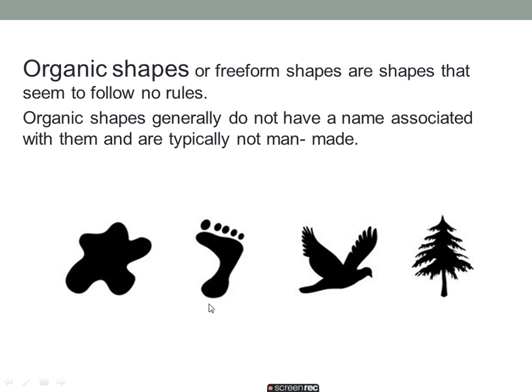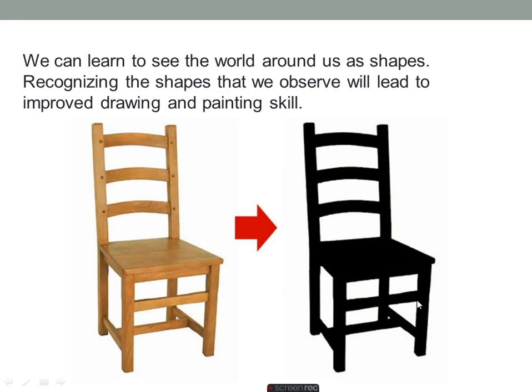The second type of shapes is organic shapes, or free-form shapes. These are shapes that seem to follow no rules. Organic shapes generally do not have a name associated with them and are typically not man-made, like these examples. We can learn to see the world around us as shapes. Recognizing the shapes that we observe will lead to improved drawing and painting skills.